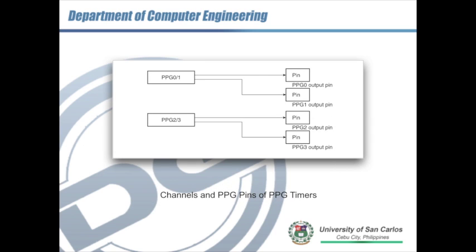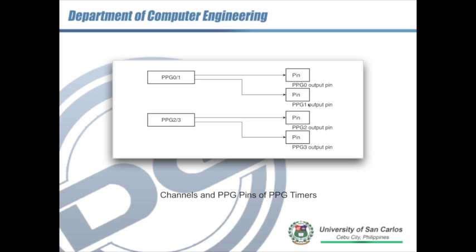So here are the channels and the pins of the PPG timer. As you notice, we have basically two modules here: PPG01 and PPG23. PPG01 is connected to two PPG output pins, as well as PPG23. Now remember that these four output pins are also high current outputs. Therefore, we can basically drive a motor or any device that requires a higher current.